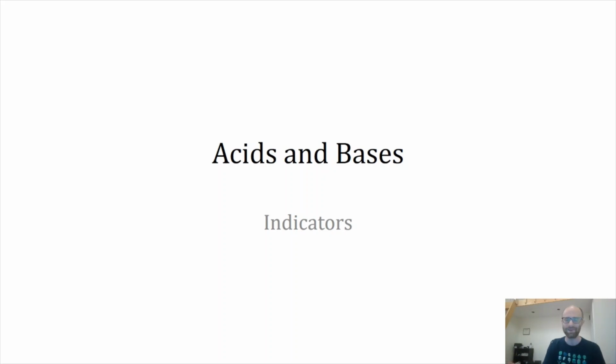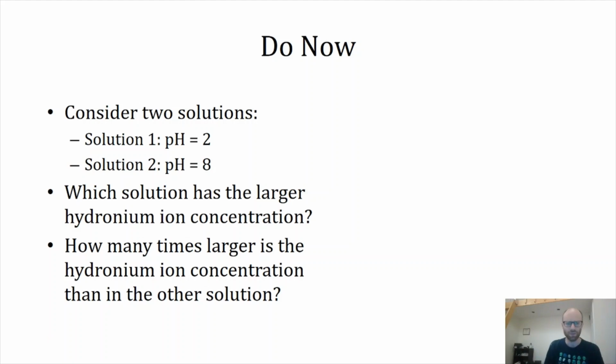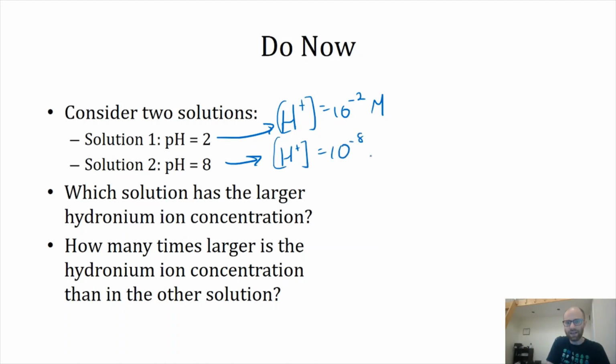Hi. Today we're going to continue on acids and bases into the next topic. We're going to consider two solutions, pH of 2 and pH of 8. I'm going to give you a minute, pause the video, think about it, run some calculations. For a pH of 2, the H plus concentration is 10 to the negative 2 molar. For a pH of 8, 10 to the negative 8th molar.